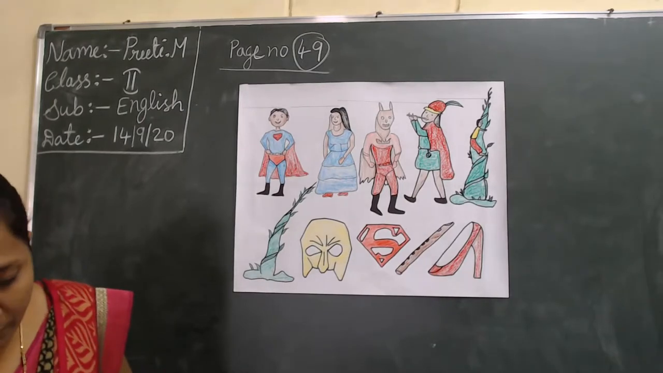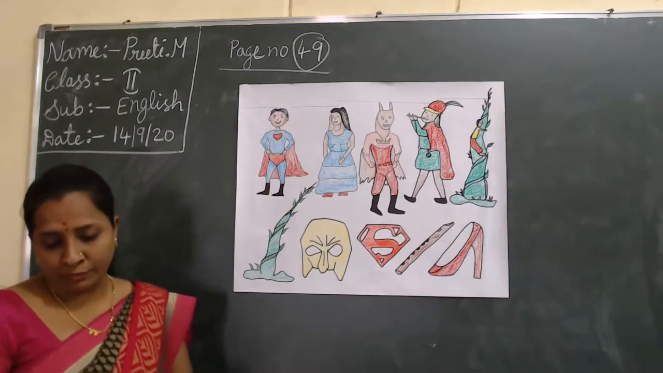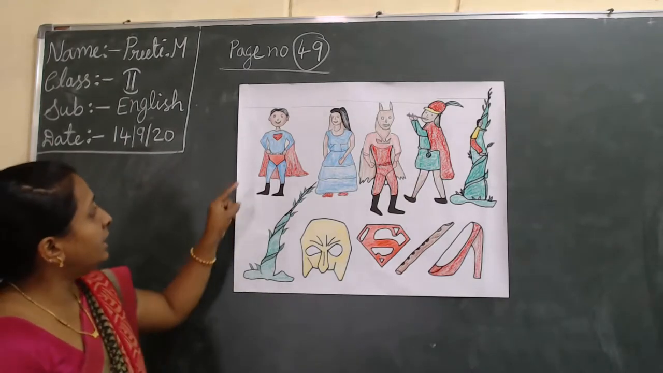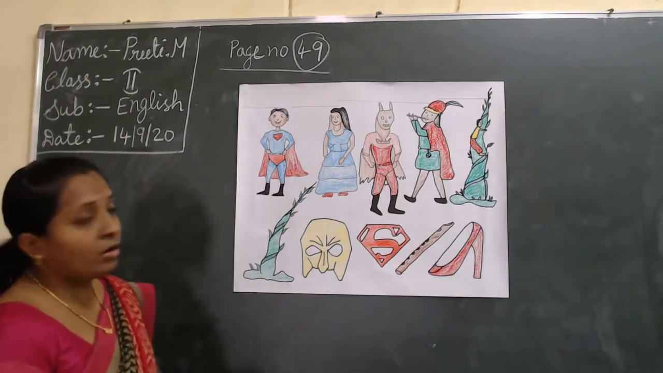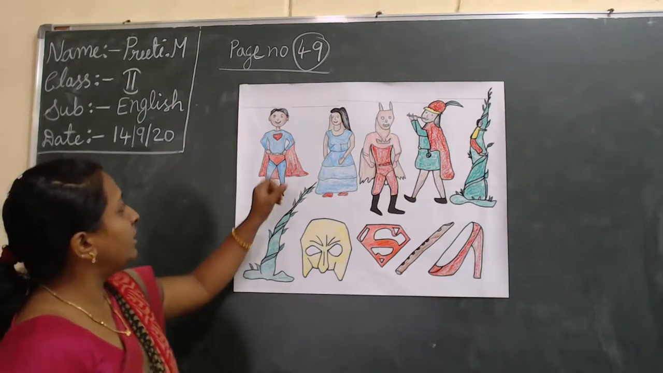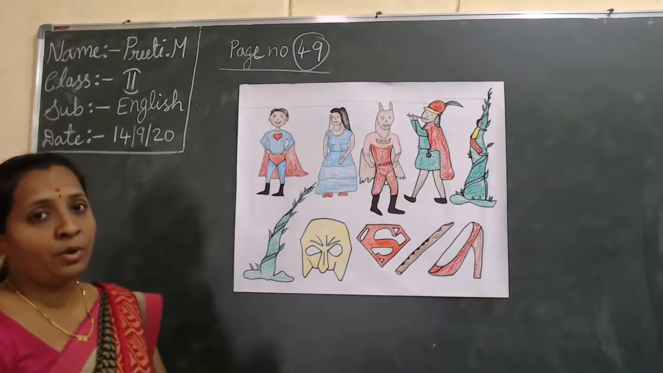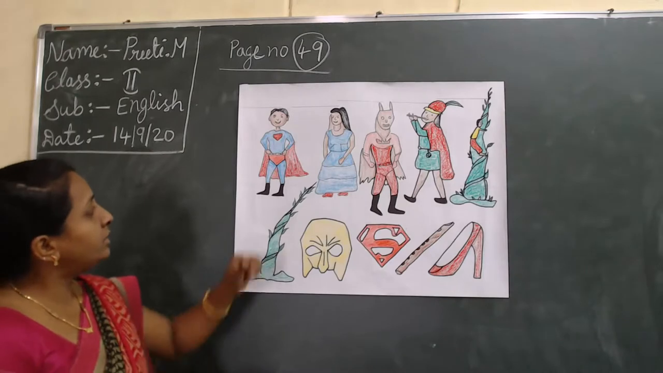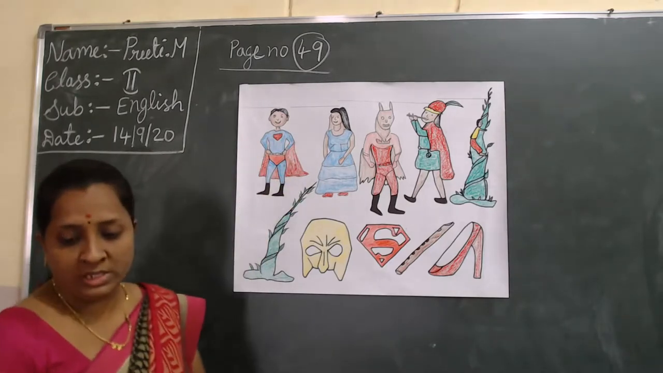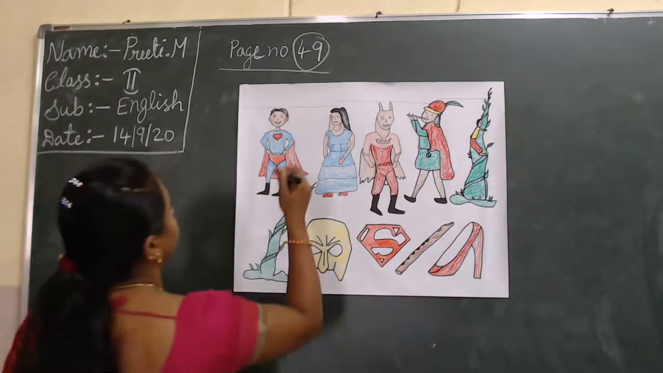Who is he? He is Superman. Okay, he is a very powerful man, children. And yes, here the letter S is written on his chest. And he has a cape on his back, children, and with the help of this cape, he can fly. Who is he? He is Superman. Write his name.